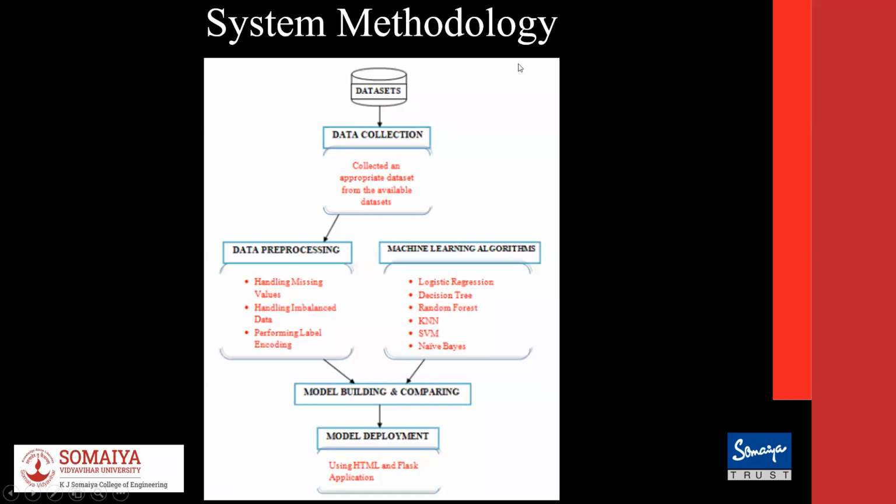Now, this is the system methodology. So the first thing is you collect the data. You collect an appropriate data set from any open source data sets available on Kaggle or GitHub, or you scrape the data set. Then you pre-process the data by handling missing values, imbalance, performing label encoding. Then you train the machine learning algorithms like logistic regression, random forest, naive Bayes. And then you combine these two steps and you create and compare a model. And the best model is the one that you deploy using Flask.